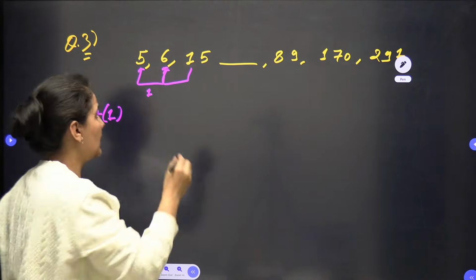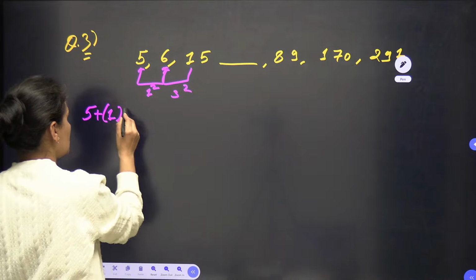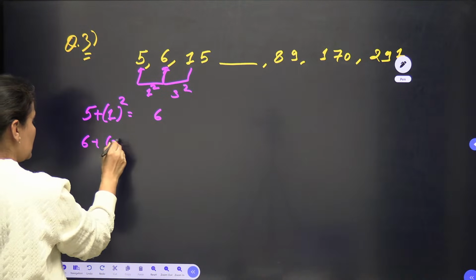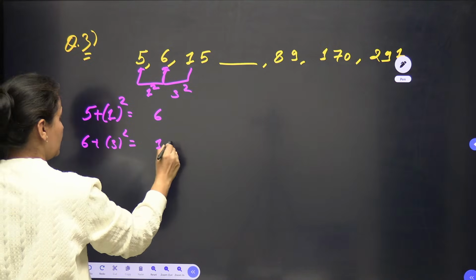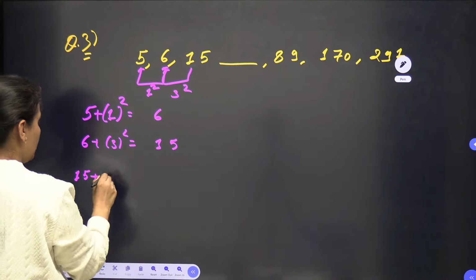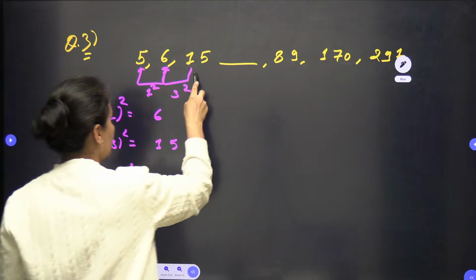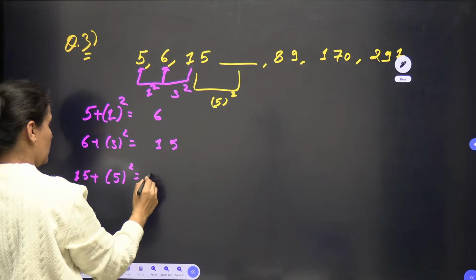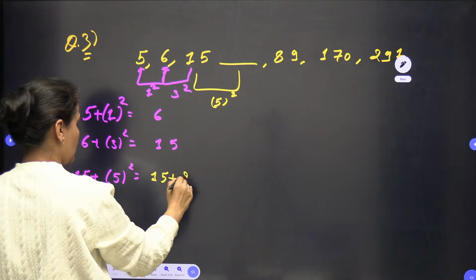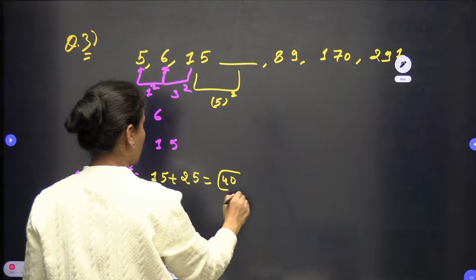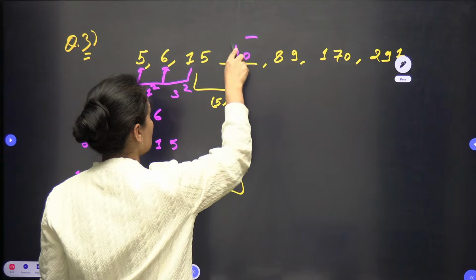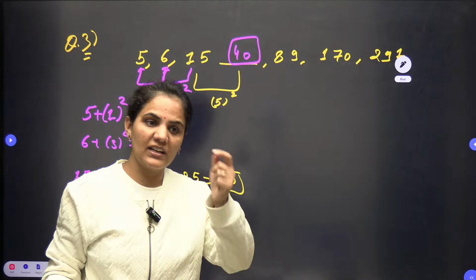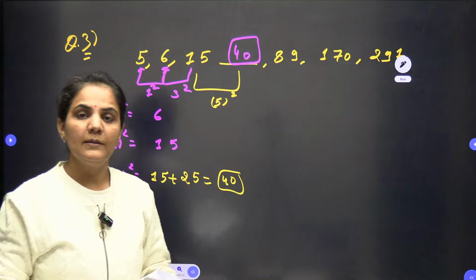9 is 3 square, and 1 is 1 square. So you can write 5 plus 1 square is 6. 6 plus 3 square is 15. In the same manner, 15 plus next should be 5 square. 5 square means 15 plus 25, which should be 40. So we are looking for the unknown quantity here. It should be 40, because we need to cross check now whether the series is following the same pattern or not.